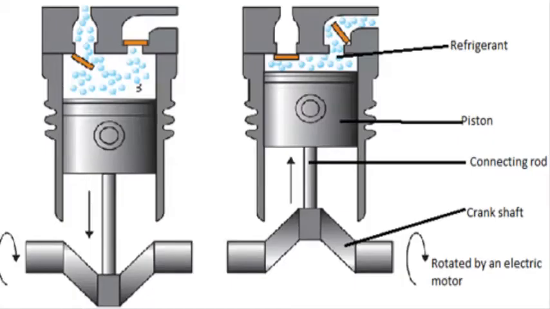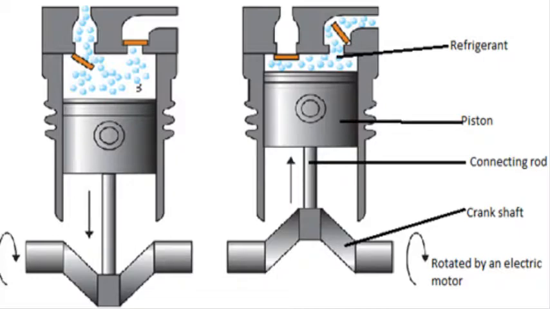Reciprocating compressor. The reciprocating compressor uses a piston to compress the refrigerant, driven by a crankshaft in a straight-line back and forth motion. This rotary motion is achieved by the use of an electric motor, and the construction is quite similar to that of an automobile engine. The piston moves up and down inside a cylinder.